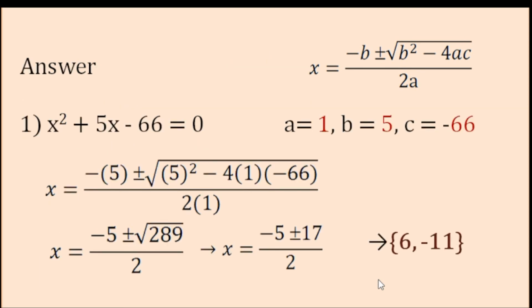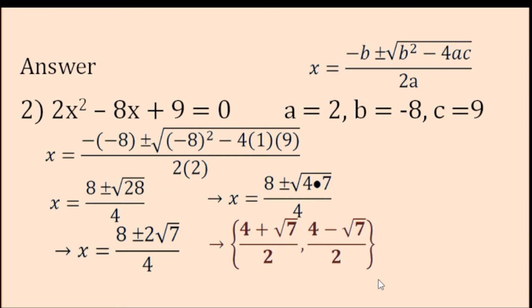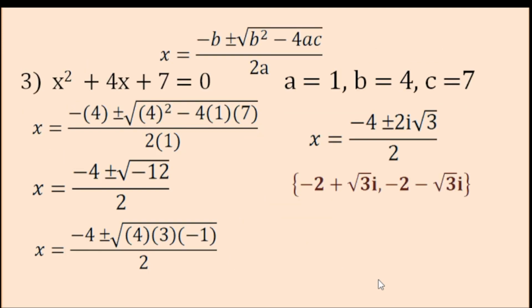For item number 1, the roots are 6 and negative 11. Item number 2, the roots or the solutions are 4 plus square root of 7 over 2 and 4 minus square root of 7 over 2. And for item number 3, we have negative 2 plus square root of 3 i and negative 2 minus square root of 3 i. Did you get all the items right?